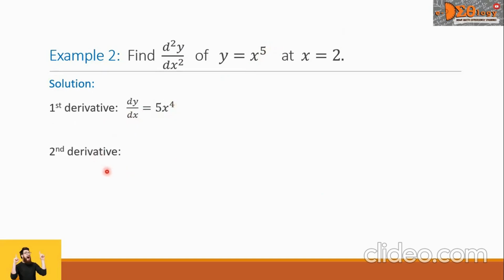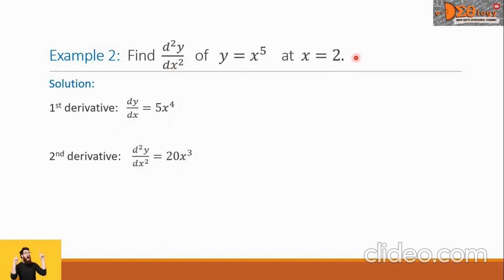For the second derivative, we will have now this symbol. So we have 4 times 5 is equal to 20 times x raised to the power 4 minus 1. So we have here 3. So the second derivative is 20x cubed.